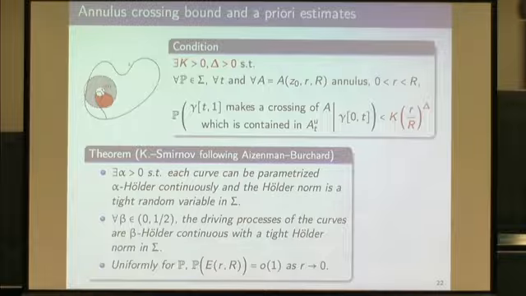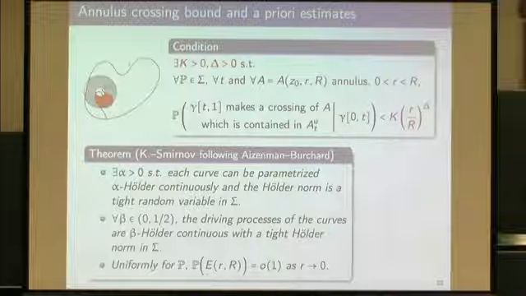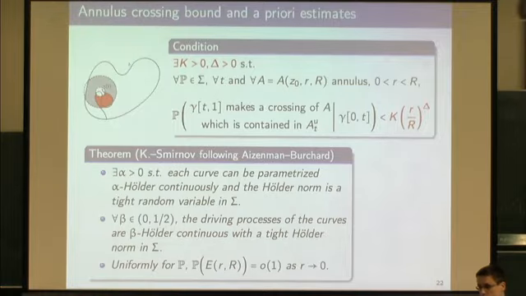And based on this, we were following Aizenman-Burchard's results. So we can show that we have tightness in this space, so we can parameterize our curves Hölder continuously. And also, if you consider them as Loewner chains, the driving processes are sort of regular enough. Actually, here we note that it's as regular as Brownian motion, so any exponent less than 1/2 will do.